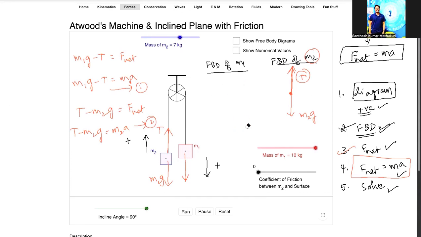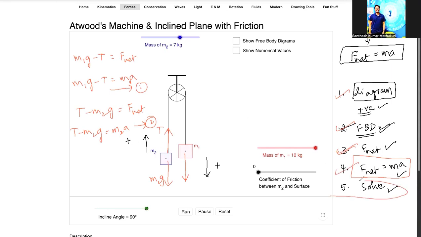Now, are we done with the 4 steps? Just check it out. First, we drew the diagram. Second, free body diagram. Third, we identified net force. Fourth, net force is equated to mass times acceleration. Then we have to solve as the last step. So how do we solve this? We know that the tension is the same. So you can write from equation 1 tension.